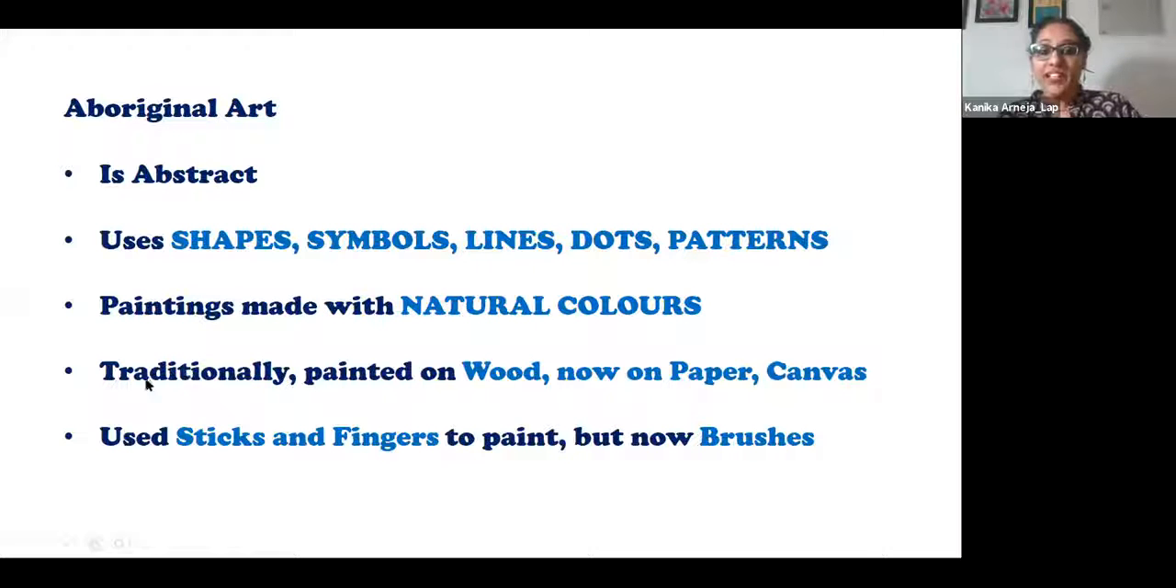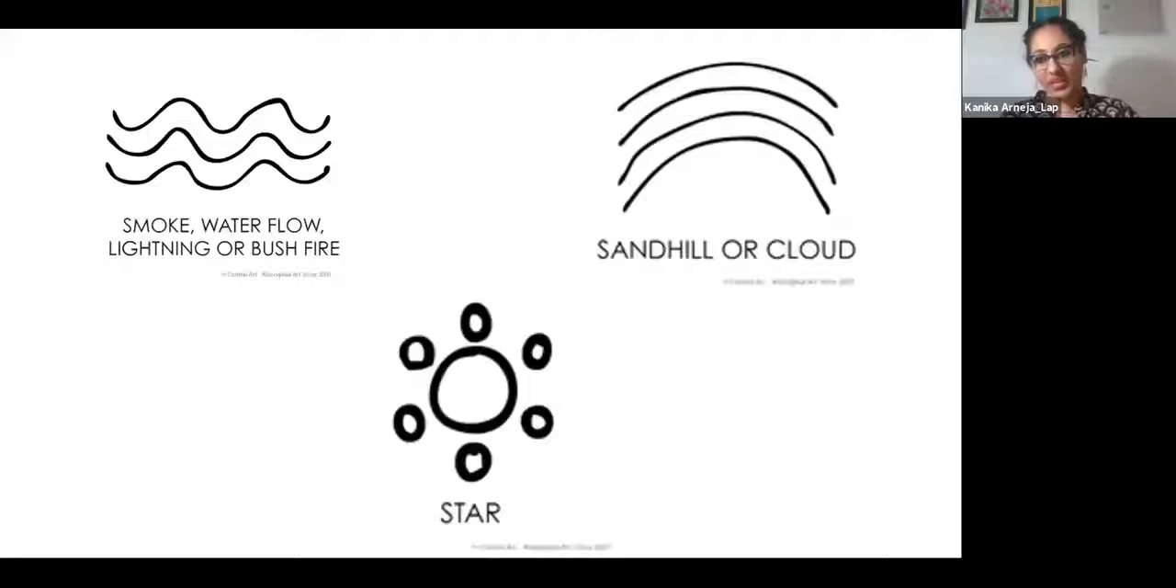Now we use paper and canvas to paint on, but earlier they used wood, yeah? Dry wood, barks of the trees, scraps of wood. They used sticks and their own fingers to paint with natural materials and colors. Now, all the Aboriginal art you would have seen has symbols, shapes and lines. So some of the Aboriginal paintings have these symbols that you see in front of you.